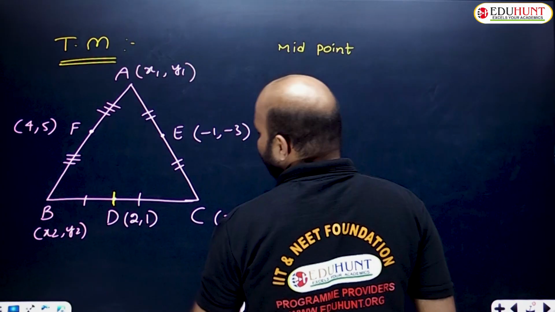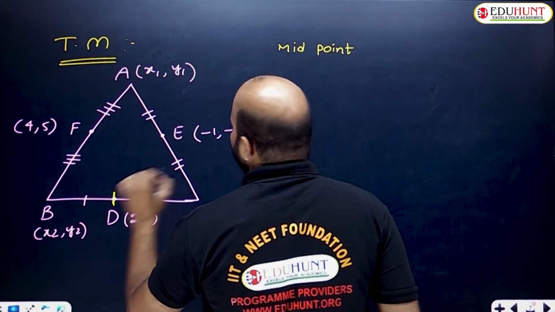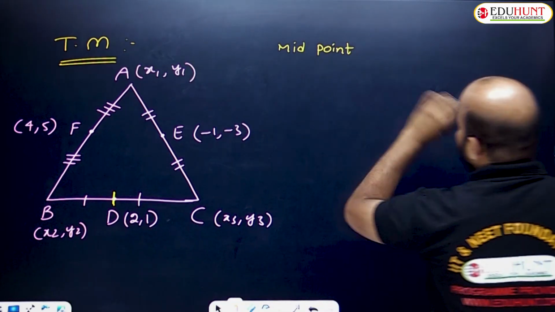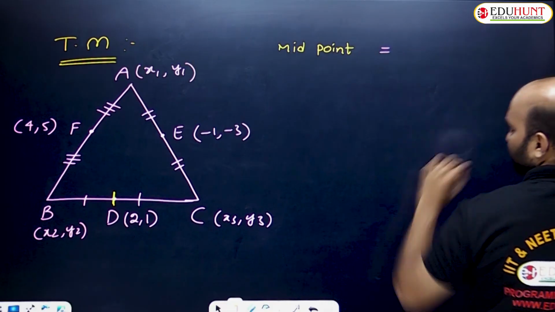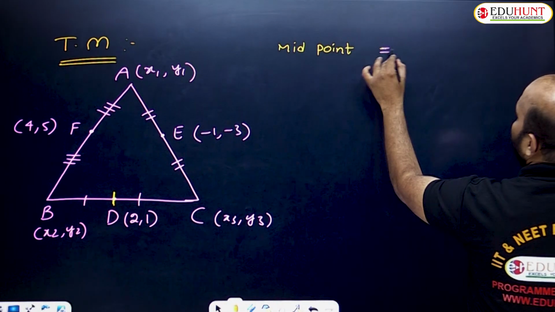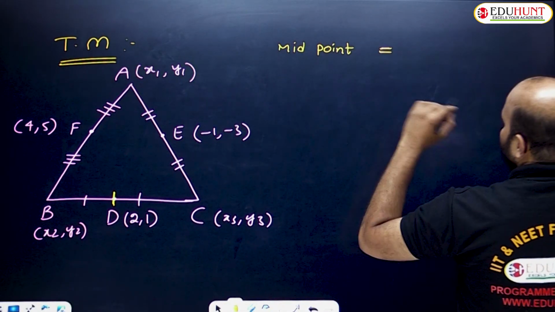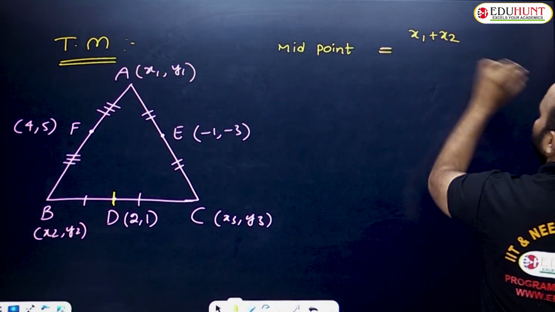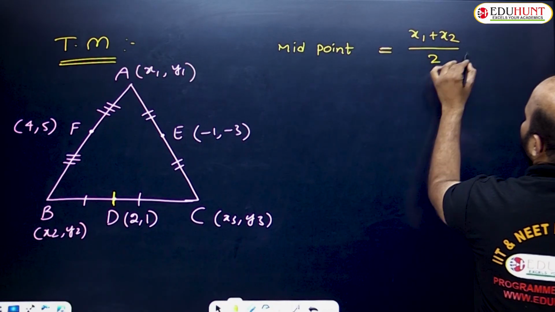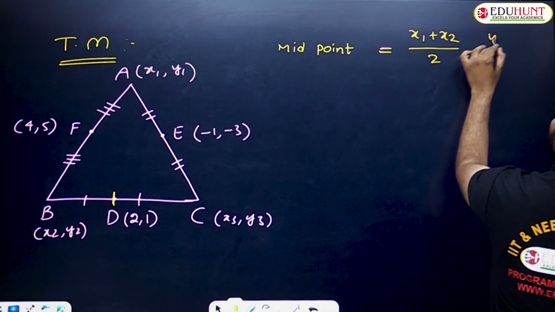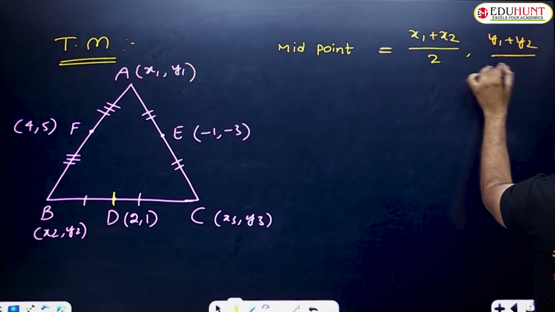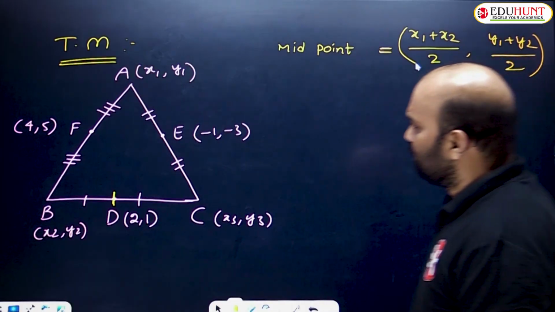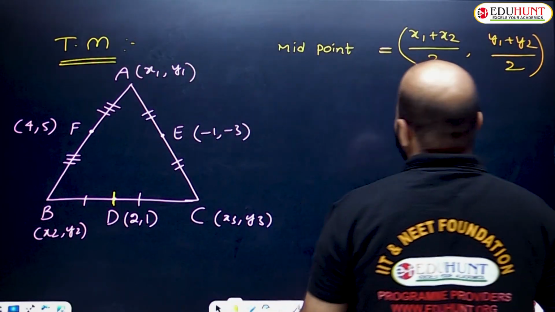But clearly we need to observe. First, we have to find midpoints of B and C. By using the midpoint formula, midpoint equals to, what is the formula? x1 plus x2 by 2 comma y1 plus y2 by 2. This is the midpoint formula. Am I clear? So clearly we need to understand.